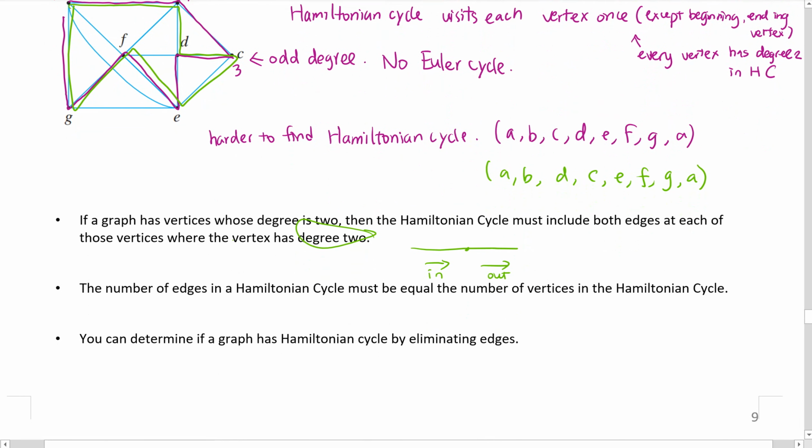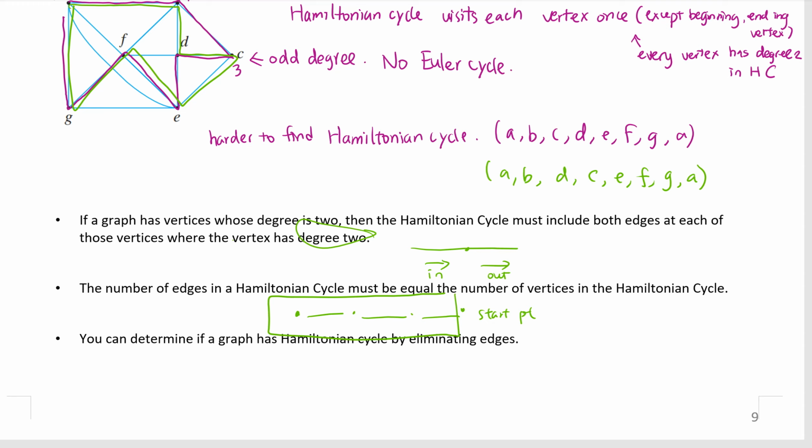The number of edges in the Hamiltonian cycle must be equal to the number of vertices in the Hamiltonian cycle. Why is that? Well, you start with a vertex, and then you have an edge, vertex, edge, vertex, edge, and then you go back to the starting point, right? So if we look at those, you can see the number of vertices and the number of edges are the same. So far, so good, everybody?